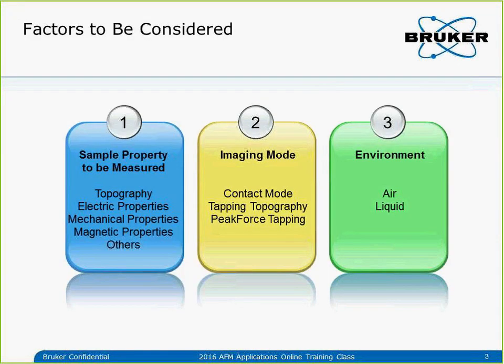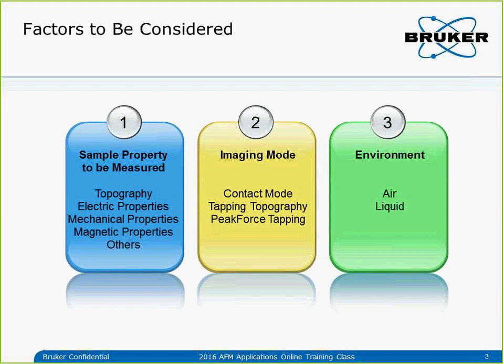When we select the right probe, there are a few factors we need to consider. First, we need to consider what kind of information we want to measure on the sample. It could be just simple topography, measuring roughness, or maybe we want to measure a conductive map, on the material we want to use TUNA, or we can use SSRM, scanning spreading resistance, to measure the property. Or maybe we want to measure a mechanical property or a magnetic property. For each different application, each different property we want to measure, we need to select the right probe. That's the first thing we need to consider.